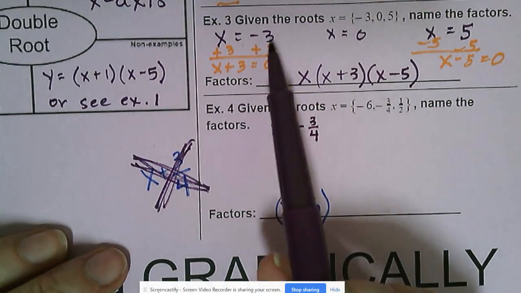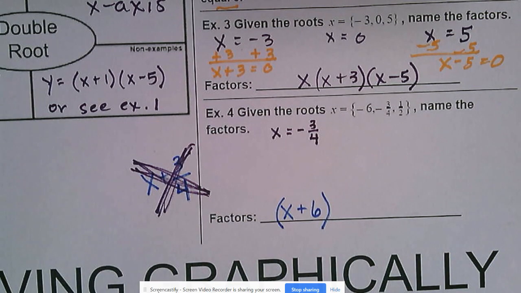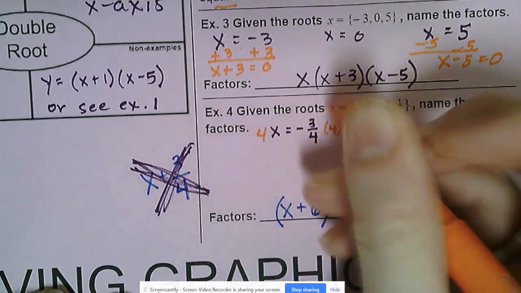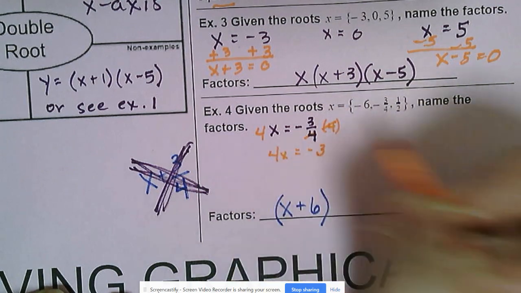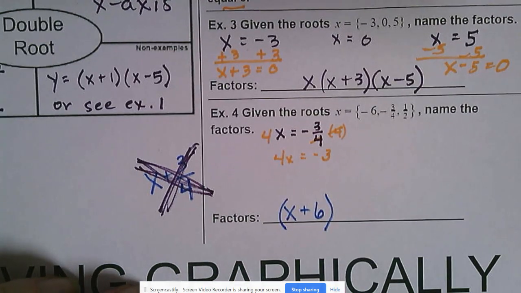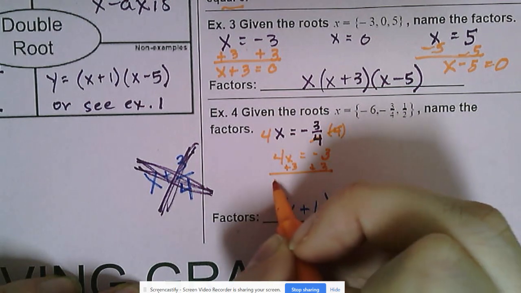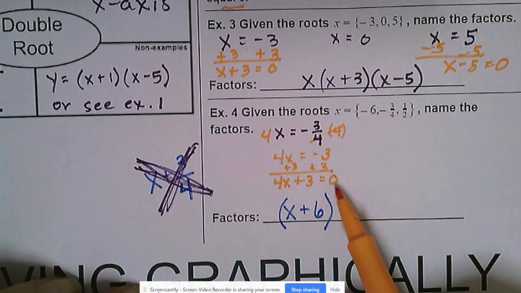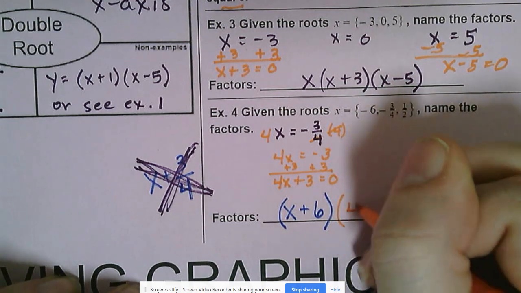And just like up here, I need to reverse what's there to get it to the other side. Well, I'm dividing by 4. So instead of dividing by 4, I'm going to multiply both sides by 4. So I've got 4x equals -3. And I've got to move that 3, so I'm going to add it to both sides. So I've got 4x plus 3. Now I've got my factor because it's equal to 0. So that's one of my factors.